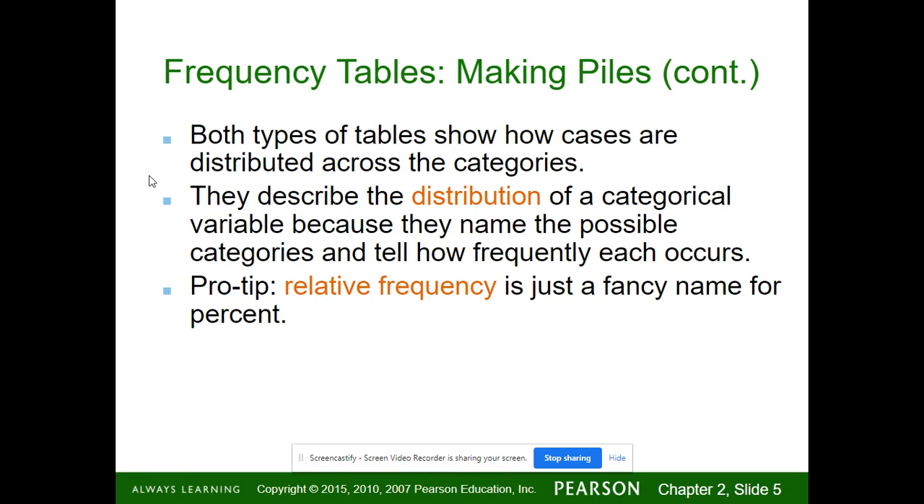Both tables show how the cases are distributed across categories. That's a key term there: describing a distribution. You're going to hear that a lot. If I'm describing the distribution of a categorical variable, a frequency table and relative frequency table is the start of that. And remember, relative frequency is just percent.